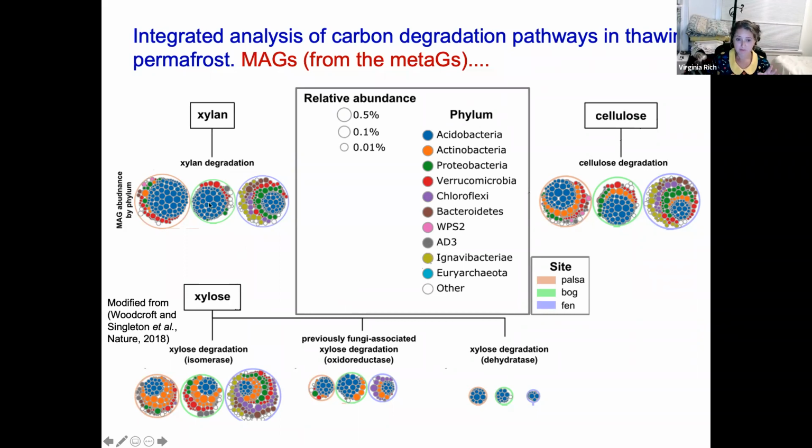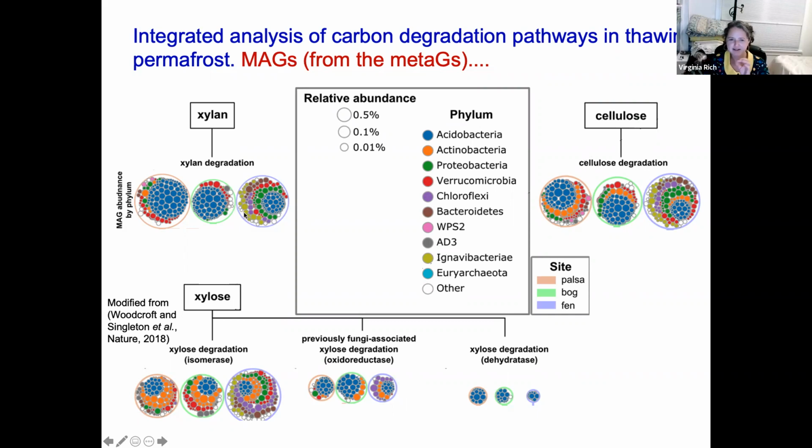So if a genome is in this section, does that mean it can't be in this section over here for cellulose degradation? No, it could be in both places. A genome could encode both xylan degradation and cellulose degradation. And you could make some different figure that represents that. This figure does not represent that, okay? Okay, so that starts to give you a sense for what this figure shows.